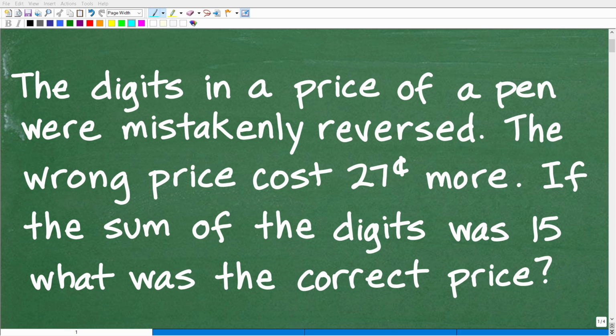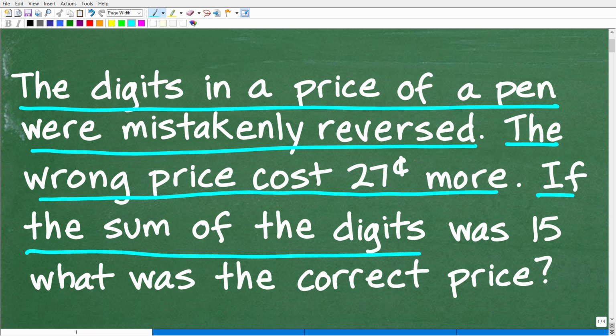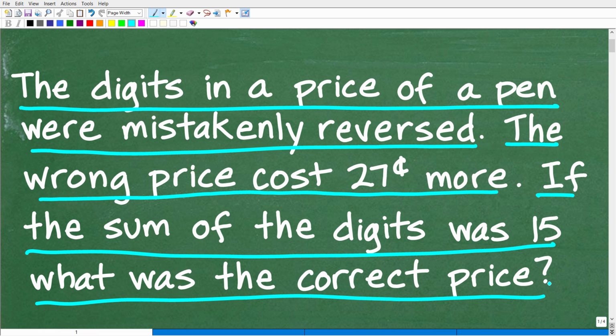Okay, so get ready to put your math skills to work to solve this interesting little math word problem. Matter of fact, let me go ahead and read the problem. It is the following. The digits in a price of a pen were mistakenly reversed. Now, the wrong price makes the cost of this pen 27 cents more. If the sum of the digits was 15, what was the correct price of the pen?